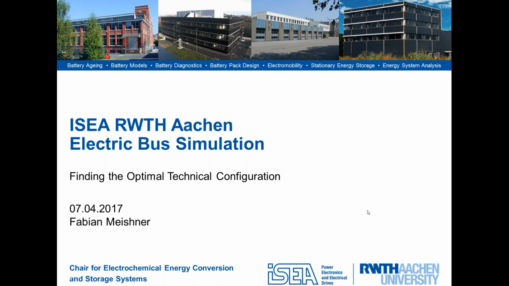We start from the battery aging, so understanding the basic aging mechanisms on a physical and chemical level, and build battery models from that. Then we do battery diagnostics, like battery diagnostics for a battery management system in a car. We also do battery pack design and look into all kinds of applications for energy storages, mainly lithium-ion batteries. So into stationary energy storages, energy system analysis, and also especially into electromobility, which electric buses are a main part of. So this is about the background.